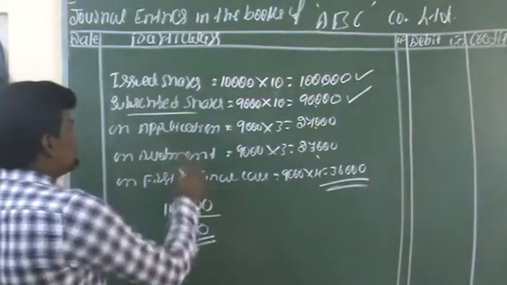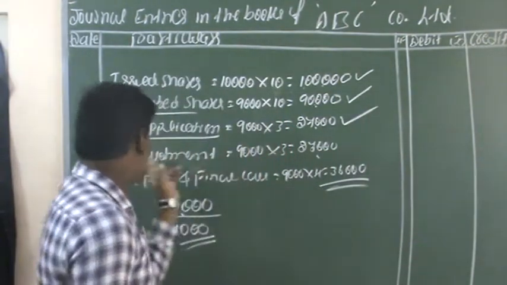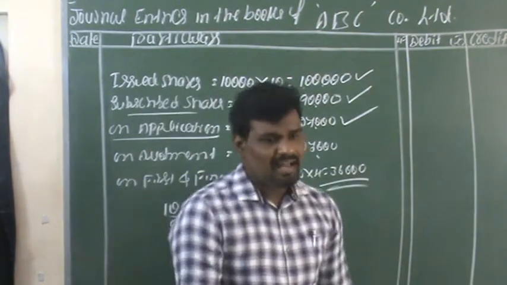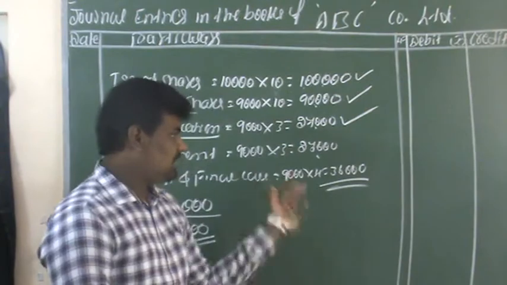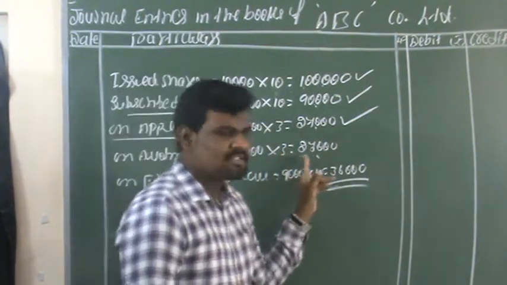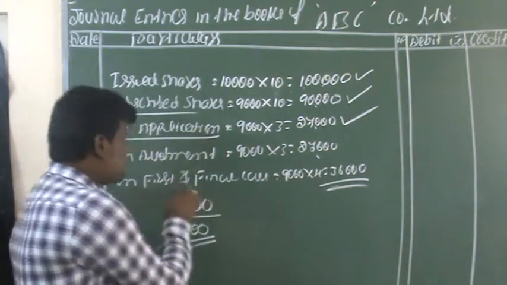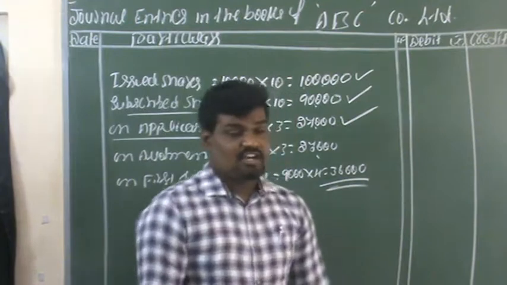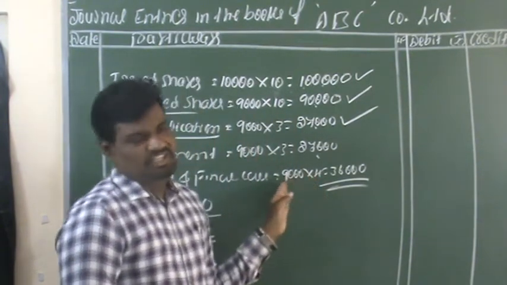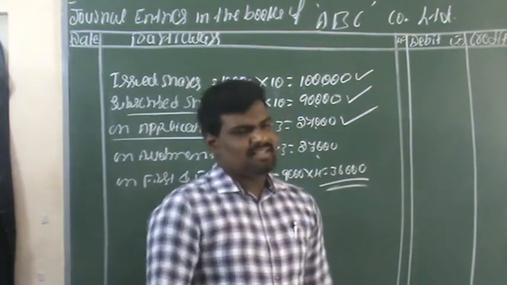The first stage is related to the application process. The second one is allotment. Again, these 9,000 shares only we are allotting. At the time of allotment, we are collecting rupees 3 from each share. So 9,000 into 3 per share means we will get 27,000 rupees from the public. Next one, first and final call. At the time of first and final call, we are receiving rupees 4 from each share. Total 9,000 shares into 4 per share means we will get 36,000.